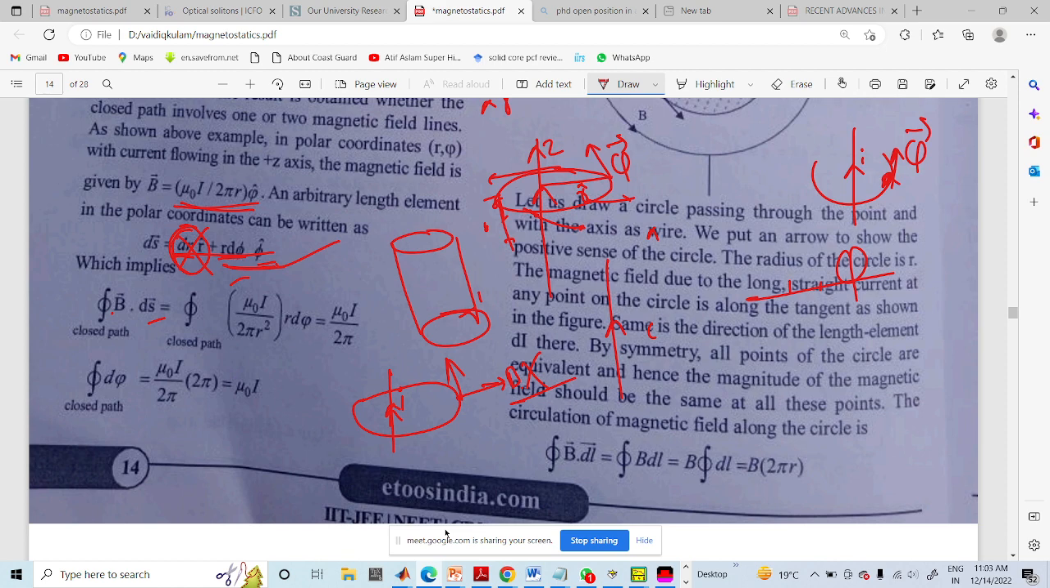What I can say is that here it should be mu naught I upon 2 pi, right? And the value of the integration of d phi is 2 pi. You have to remember that, right?